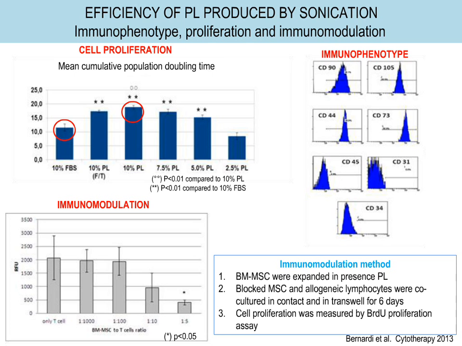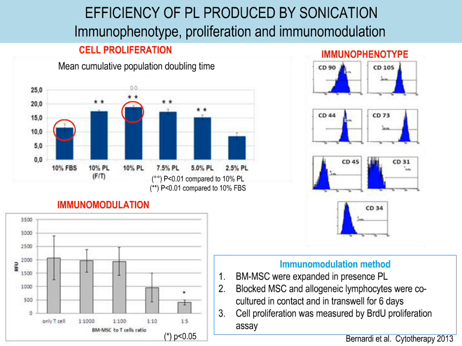We also tested the efficiency of the platelet lysate produced by sonication by measuring cell proliferation. Very interesting, you can see that expanding the cells in 10% platelet lysate, the mean cumulative population doubling time is about twice when compared to the cells grown in FBS. The immunophenotype of the MSCs is a typical immunophenotype of MSC cells, and also those cells were able to immunomodulate.